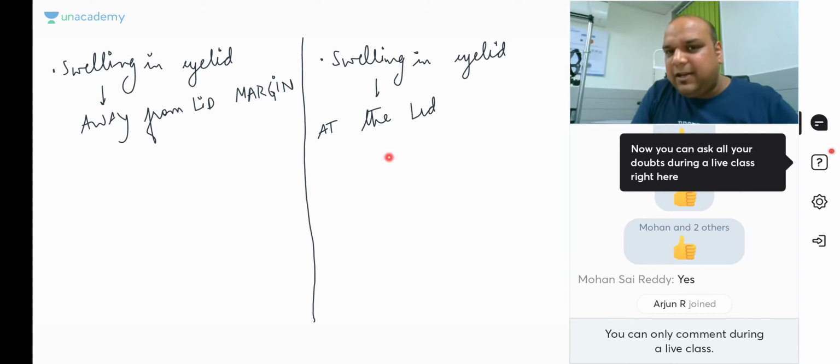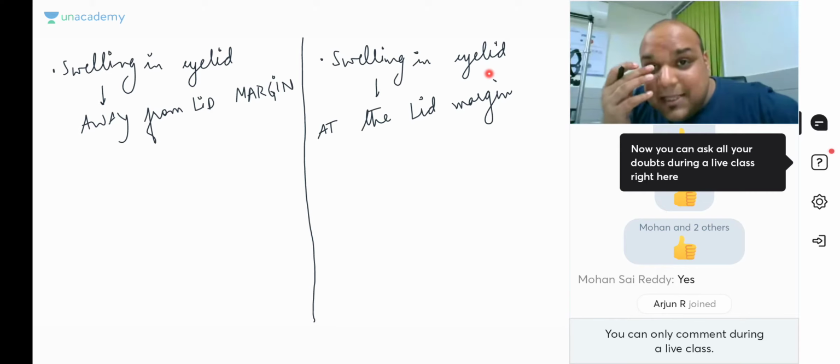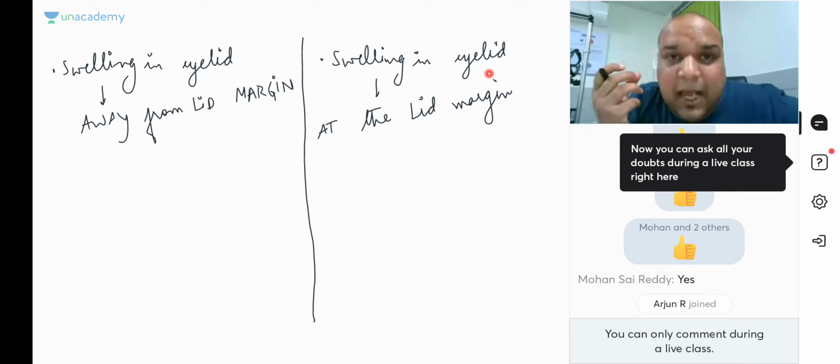I hope you understand why. Where does the Zeis gland open? Zeis glands open at the base of the lash follicle. So obviously the eyelid margin, the point where your eyelashes are coming out, will be affected. But in chalazion, it is always away from the lid margin. Somewhere the swelling will be here. It will not be affecting my eyelid margin.